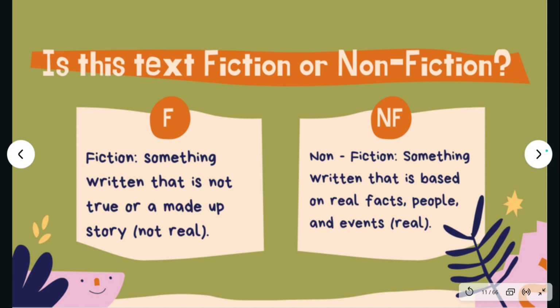Now that we looked at our text features, let's go ahead and decide if this text is fiction or nonfiction. What is a fiction text? That's right, a fiction text is something written that is not true or a made-up story. It's usually not real. Now, what about nonfiction? What is a nonfiction text? That's right, nonfiction text is something written that is based on real facts, people, and events.